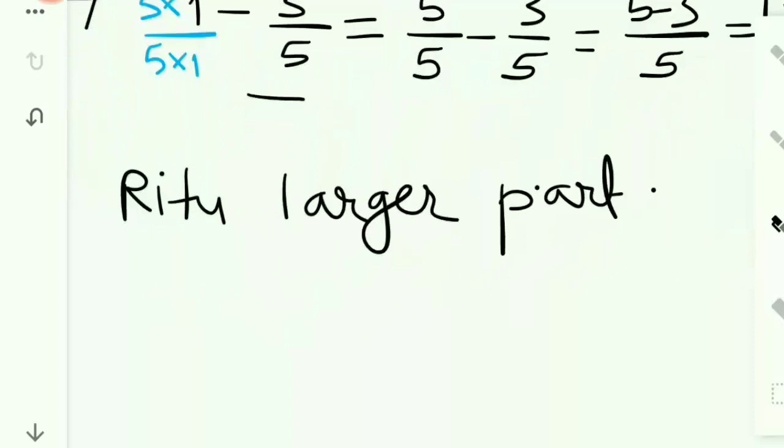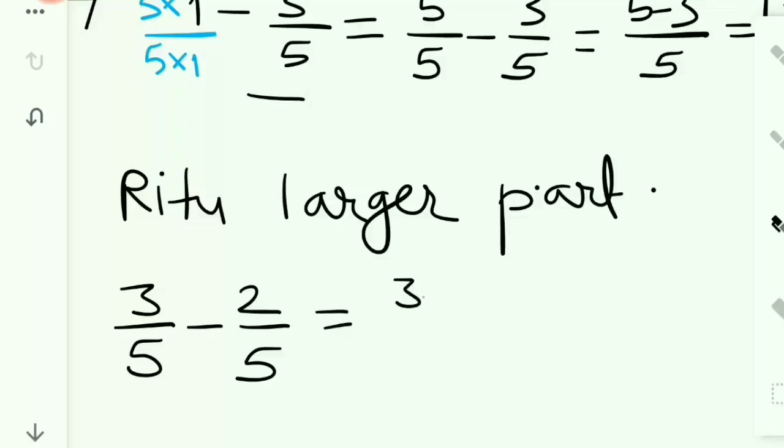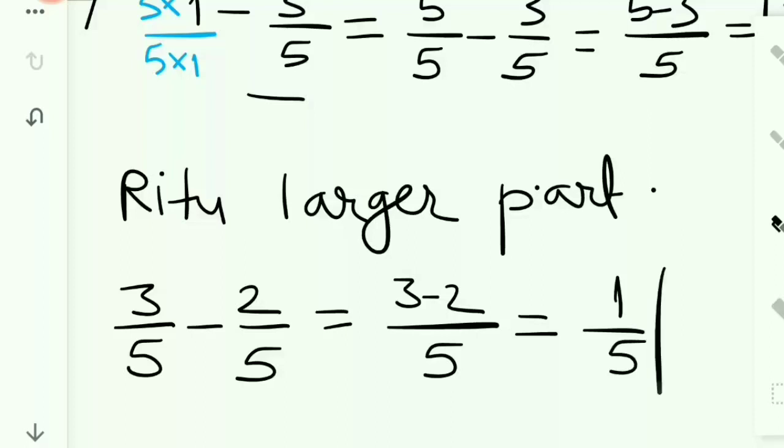So what we have to do is 3 by 5 minus 2 by 5. क्यों? क्योंकि ऋतु ने सोमू से कितना ज़्यादा खाया, तो वो इससे मिलेगा. 3 minus 2 by 5 is equal to 1 by 5. She ate by 1/5 part more.